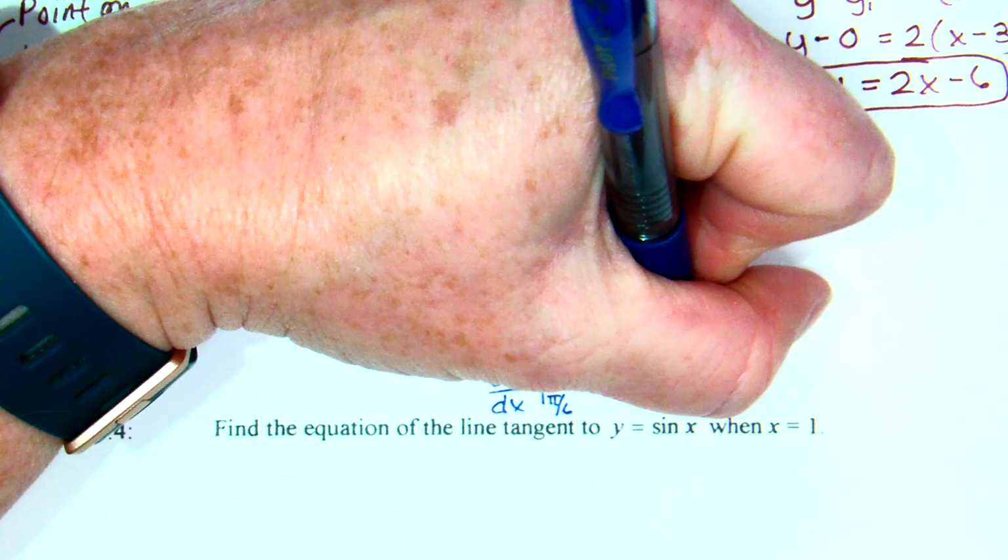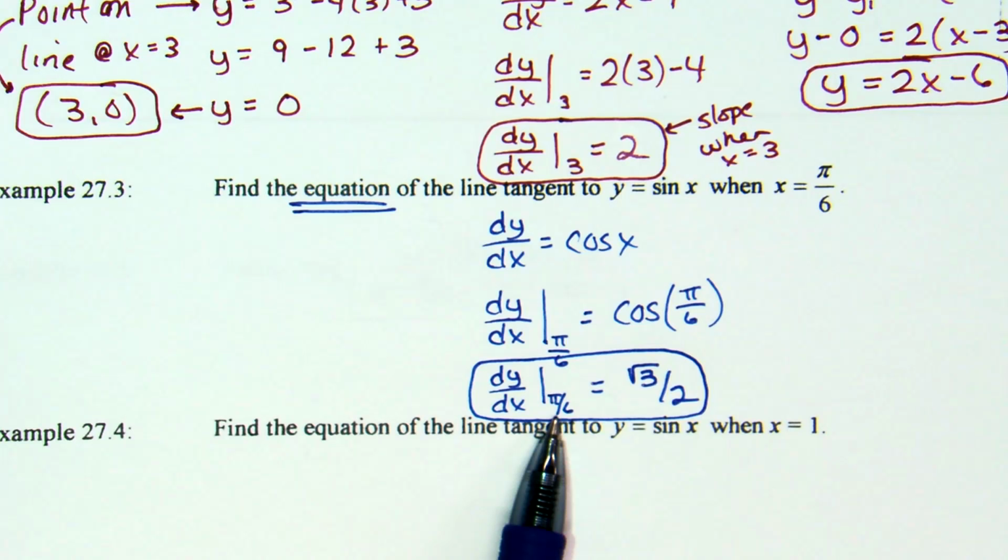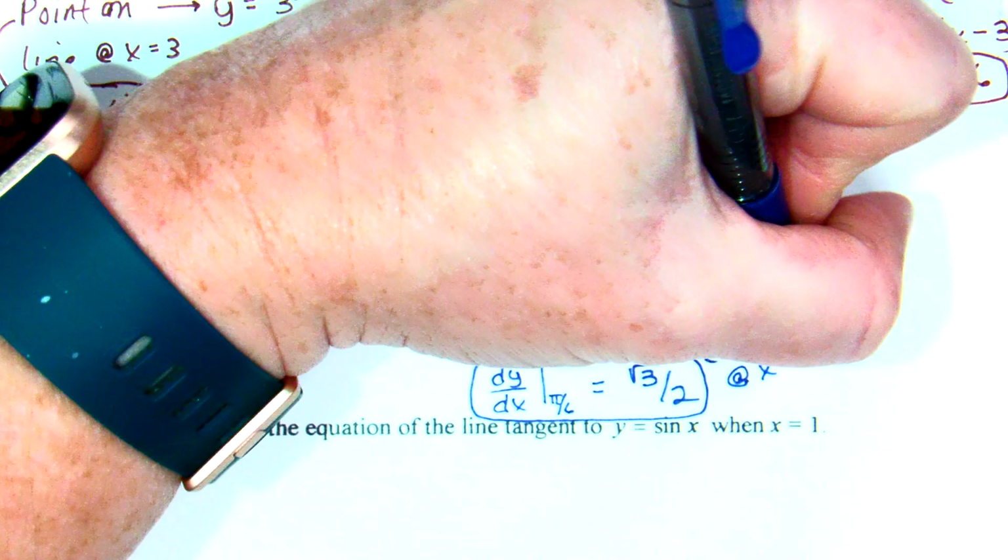So here's my brain working. Pi over 6 is the smaller fraction in our chart, right? It's 30 degrees. And in that 30 degree row, sine comes first with 1/2, and then cosine is the next one. Okay, so what is that square root of 3 over 2? That is my slope at x equals pi over 6. Okay, we got the slope. What else?